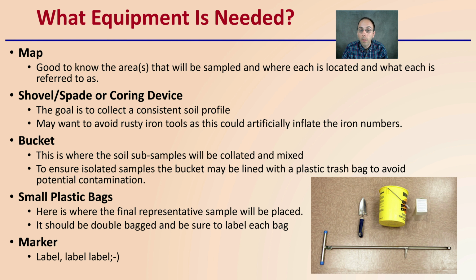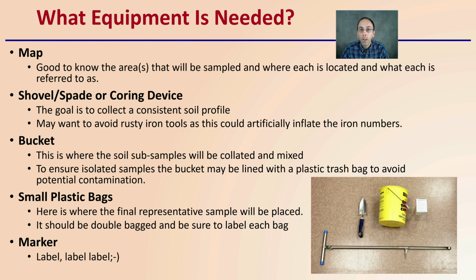This is where the soil subsamples will be collected and then mixed. To ensure isolated samples, the bucket may be lined with a plastic trash bag to avoid any potential contamination. It allows you to label that bag, seal it up, and then you can move along with that soil. You also need small plastic bags, where the final representative sample will be placed, and it should be double bagged when sent to the lab. Be sure you label each bag with the name of the field or identification name as well as your own name. And then a marker to label, to make sure you don't end up with all bags of soil in the end and not remember where any were exactly from.